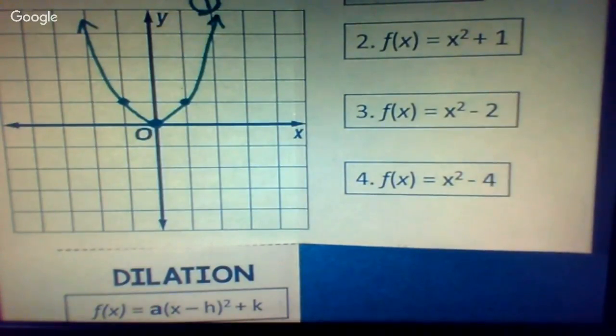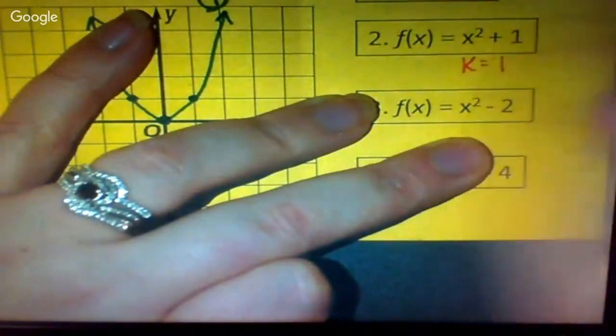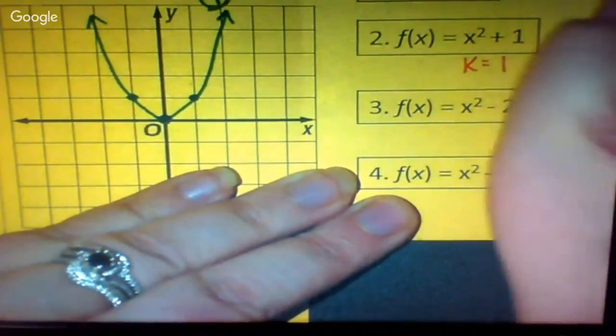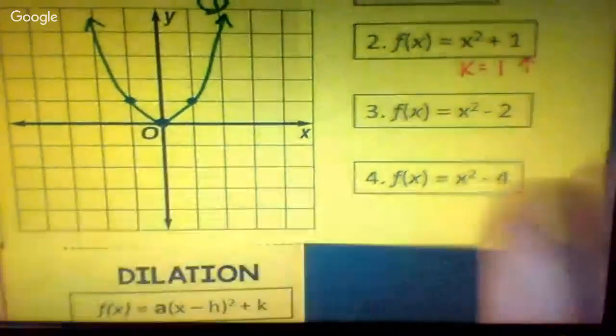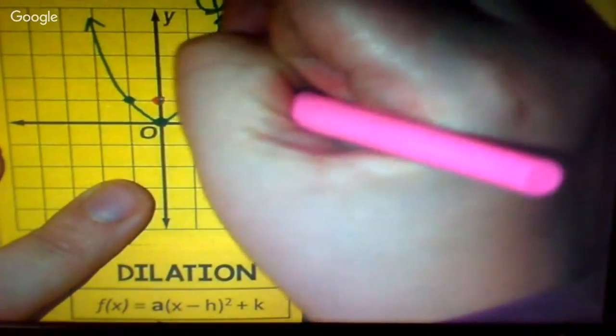Okay, graph number 2 is x squared plus 1. Your plus 1 is not in parentheses, so that should automatically tell you vertical translation. And if it's a plus 1, that means my K value is a positive 1. And if it's a positive 1, we shift up. So each one of these dots is going to move up by 1.